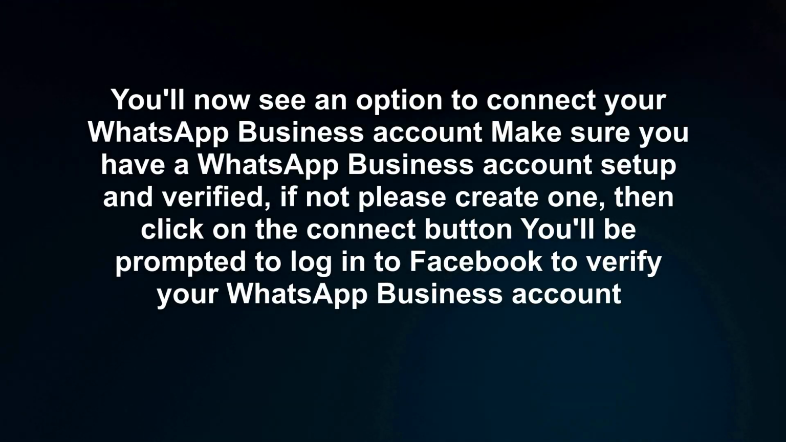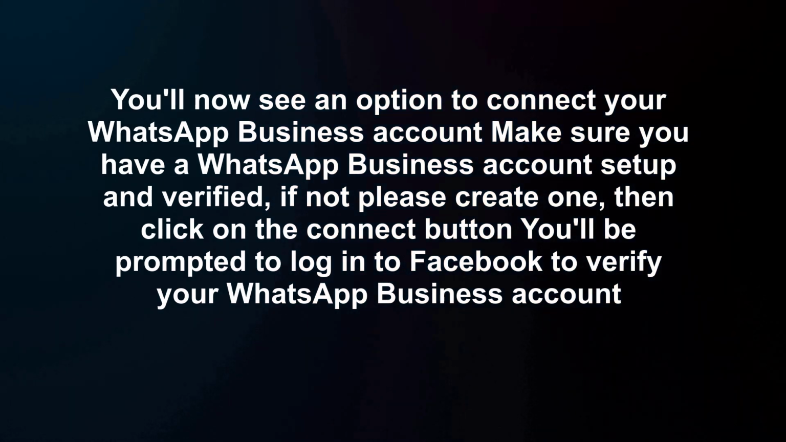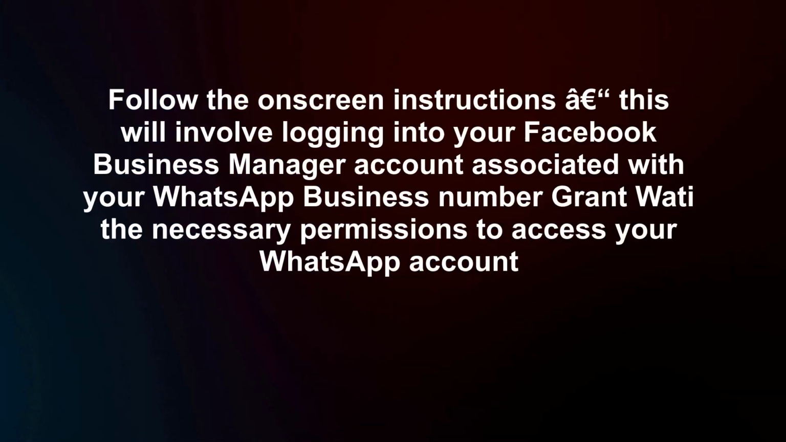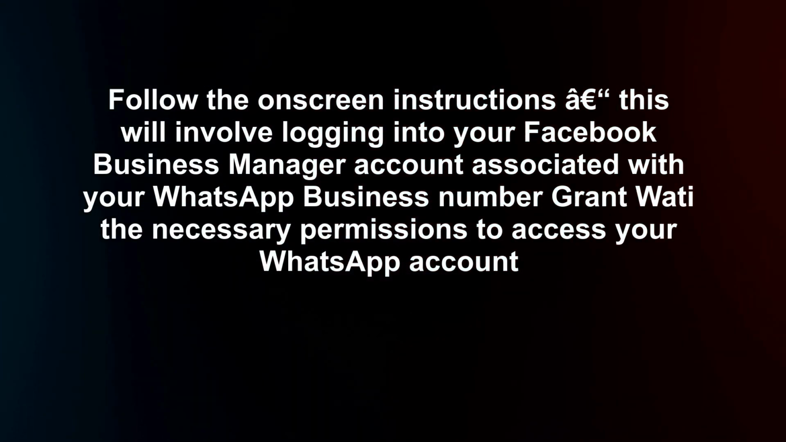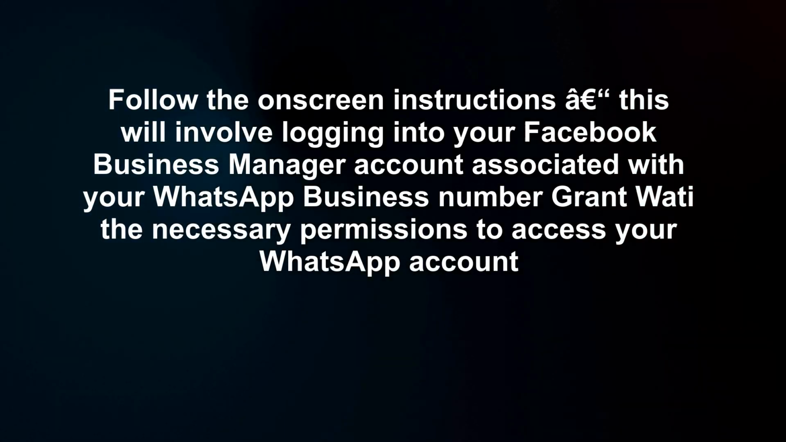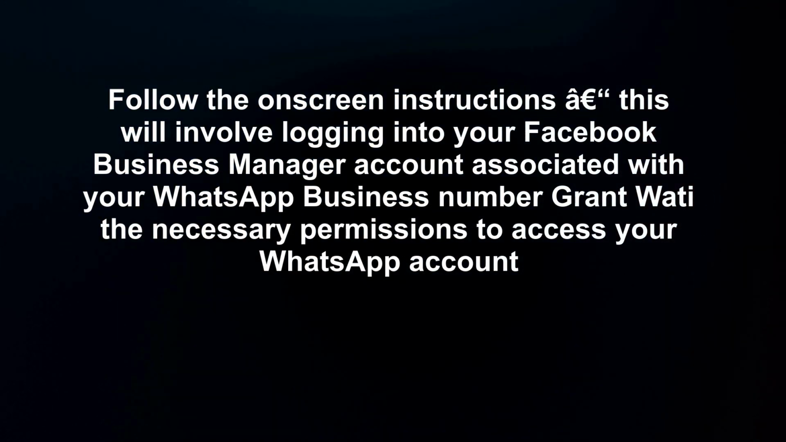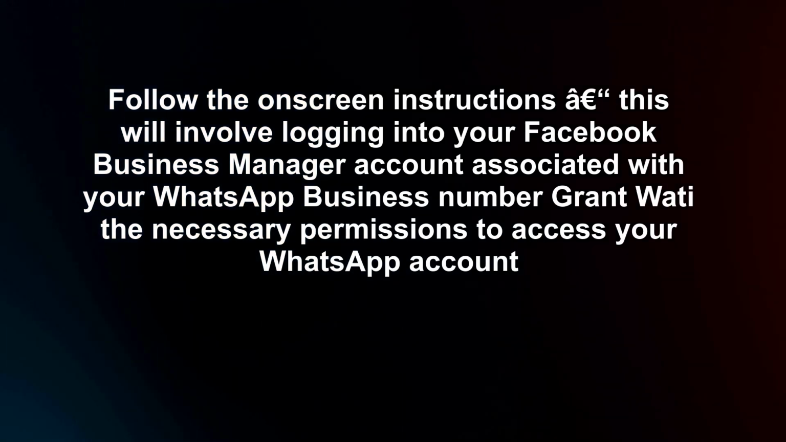Then click on the Connect button. You'll be prompted to log in to Facebook to verify your WhatsApp business account. Follow the on-screen instructions. This will involve logging into your Facebook Business Manager account associated with your WhatsApp business number. Grant Wati the necessary permissions to access your WhatsApp account.